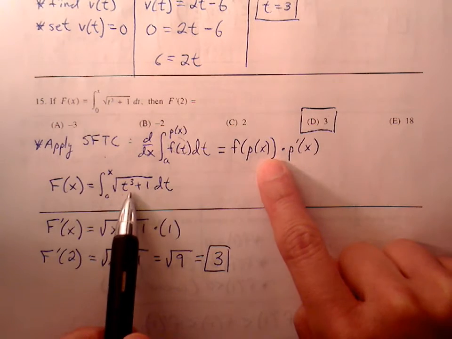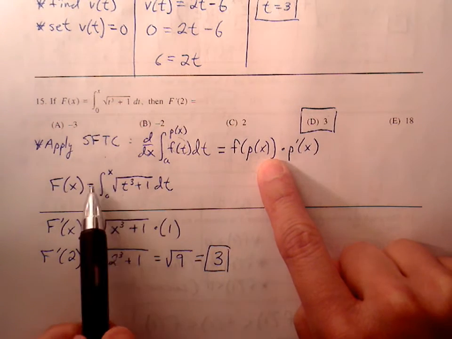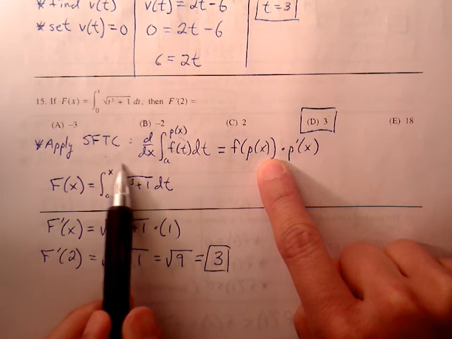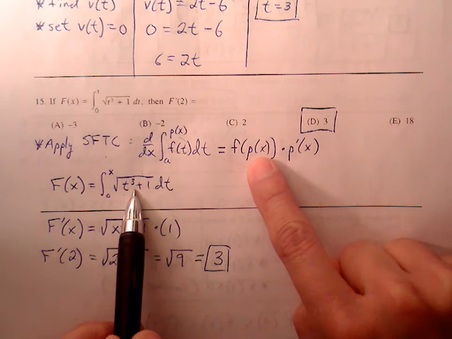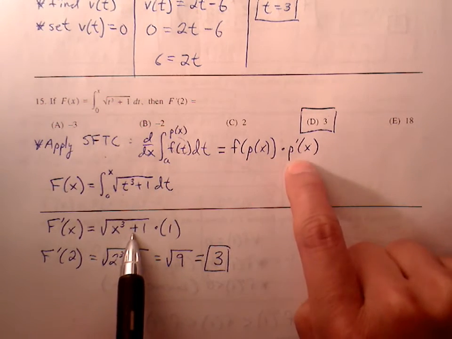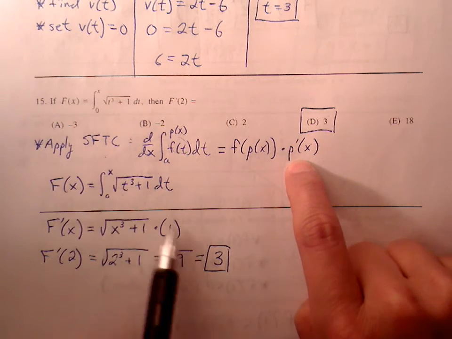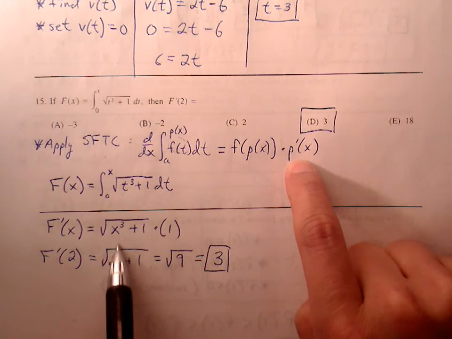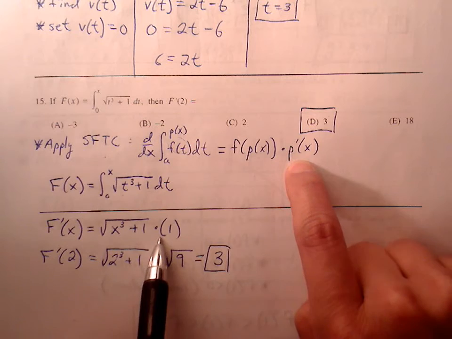So we started off with the integral of square root of t cubed plus 1. We want to find the derivative. So the upper bound gets plugged into the function, f of p of x, that becomes square root of x cubed plus 1, times the upper bound's derivative, so x's derivative becomes 1. So we get square root of x cubed plus 1, that's the derivative.